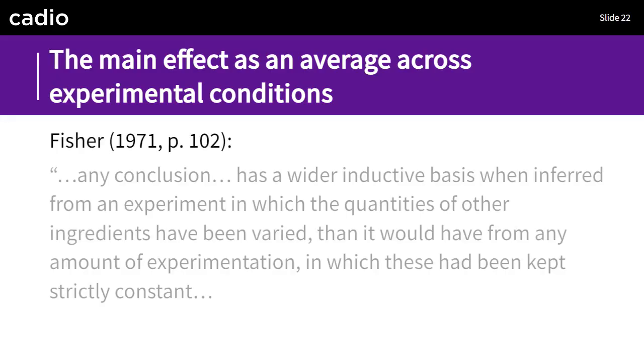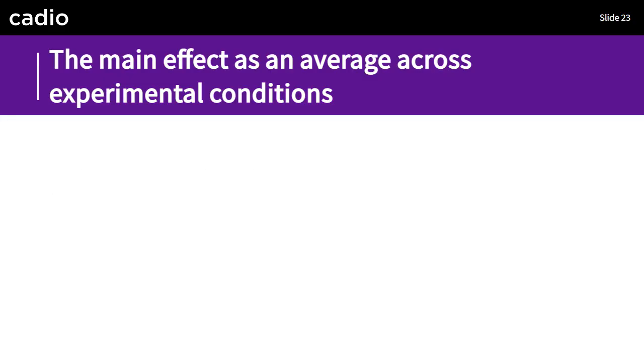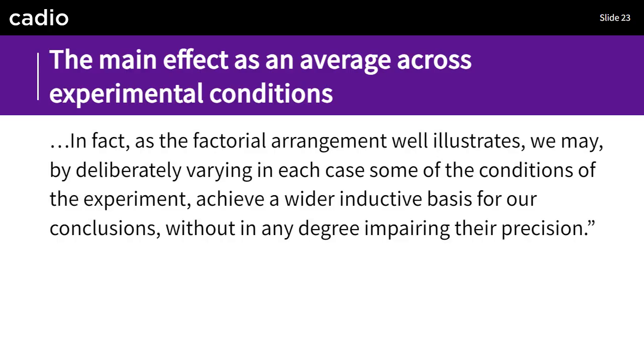Fisher wrote, quote, "Any conclusion has a wider inductive basis when inferred from an experiment in which the quantities of other ingredients have been varied than it would have from any amount of experimentation in which these had been kept strictly constant." The quote continues, "In fact, as the factorial arrangement well illustrates, we may, by deliberately varying in each case some of the conditions of the experiment, achieve a wider inductive basis for our conclusions without in any degree impairing their precision." End quote.